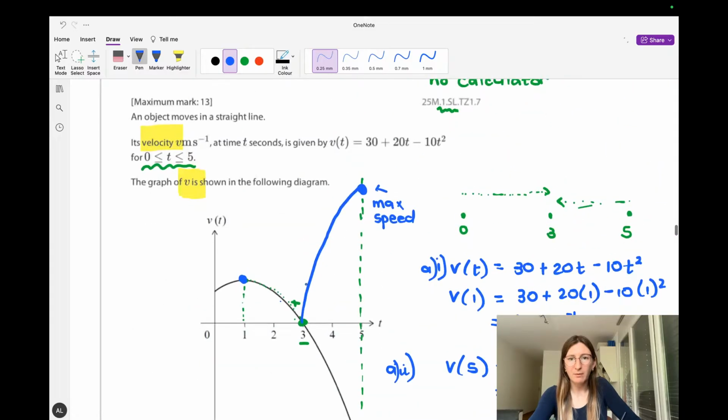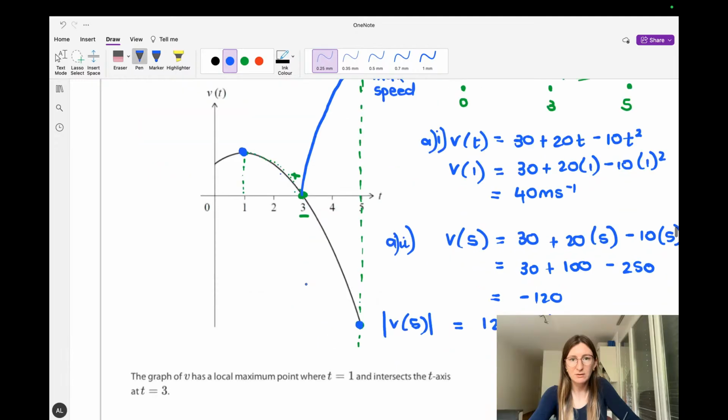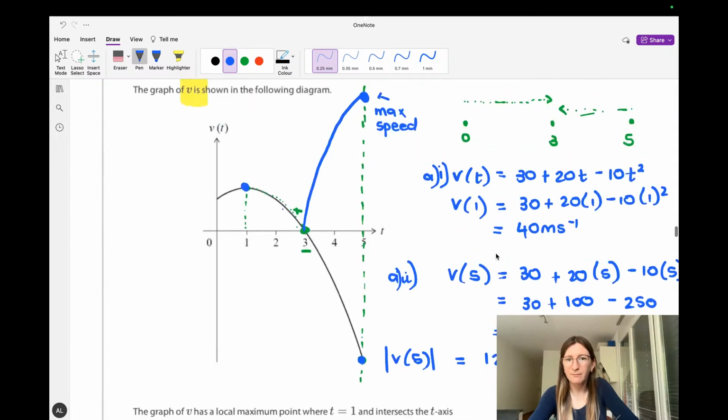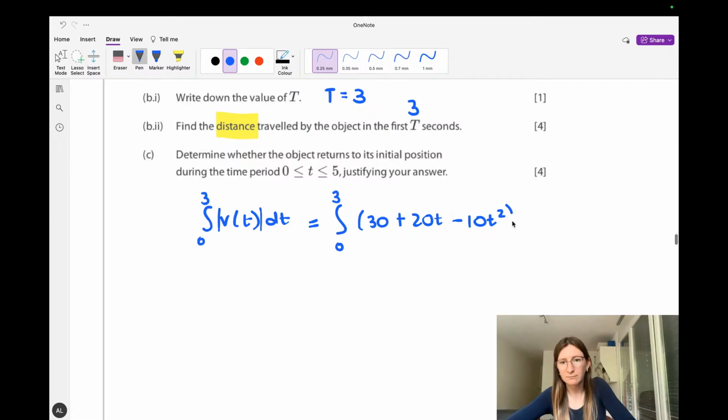And this was still a paper 1 paper, so no calculator for us. So we have 30 plus 20t. Let me write it all again. So 30 plus 20t minus 10t squared, was that it? The memory of a goldfish. dt. There we go. Everyone's still good?